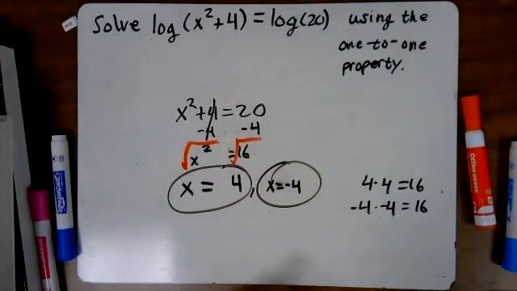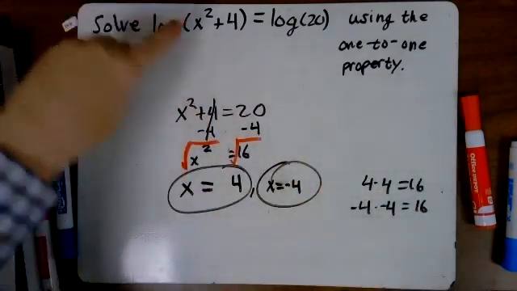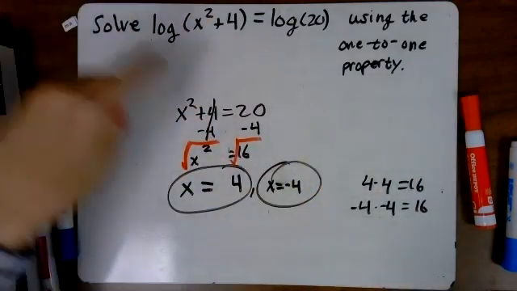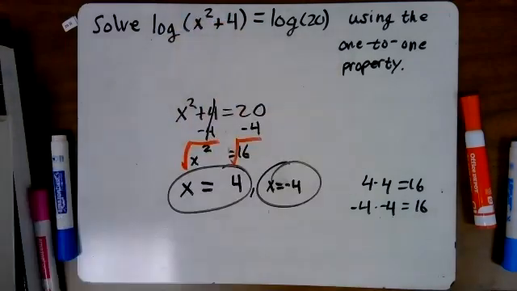And if you plug both of these into the original, then you'll find that they will indeed be balanced. 4 squared plus 4 is 20. Negative 4 squared plus 4 is 20. Log of 20 equals the log of 20. So really, the one-to-one property is pretty easy to work with.